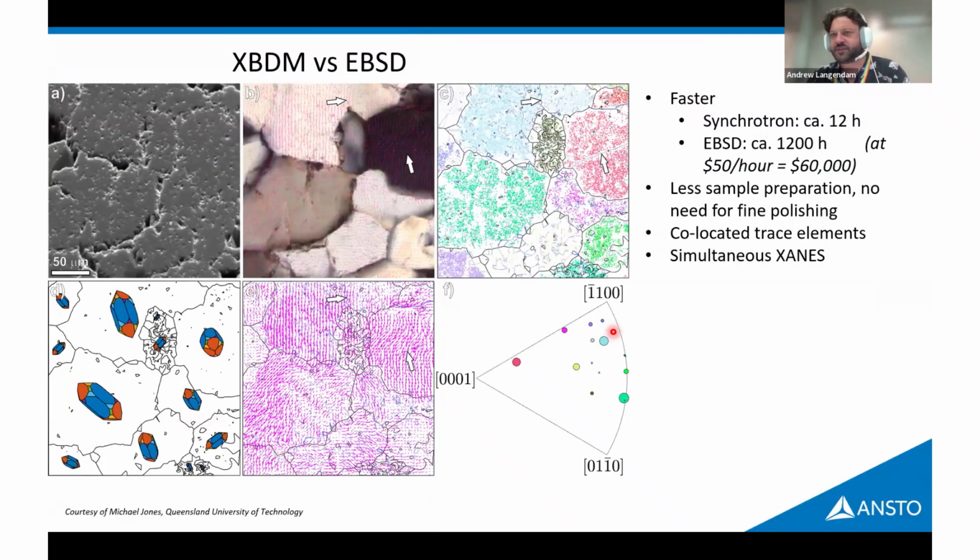Normally, traditionally, you would do this with an SEM and using EBSD, but we can do this sort of study over a large area in about 12 hours or so. An EBSD to collect the same amount of data would take 100 times as long, so it would cost you a lot more. It would also be a lot more sample prep. Also, we get co-located trace elements. We can do simultaneous XANES, and the advantage is we're probing the whole crystal depth. We're an X-ray probe, so the X-rays penetrate into the crystal a lot further than with an electron probe. So you're actually getting a representative analysis of your whole crystal rather than just of the surface.